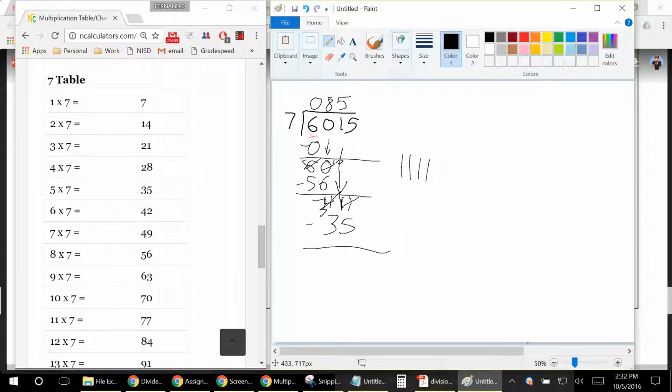11 minus 5, okay? So you have 5, 6, 7, 8, 9, 10, 11. So that's 6 bars. So you're going to have a 6 over there. And you're going to drop the 5.